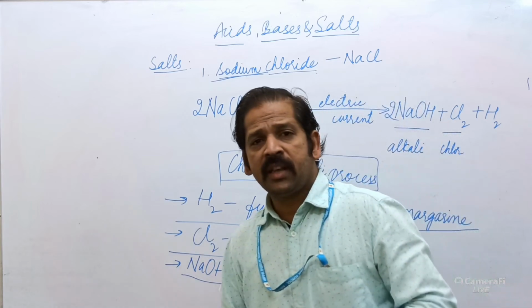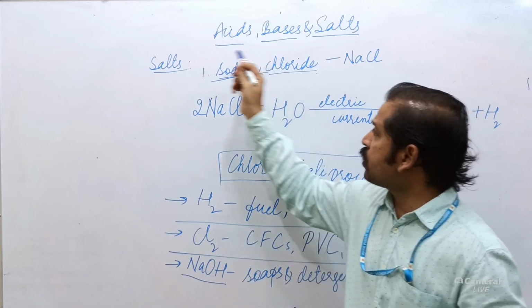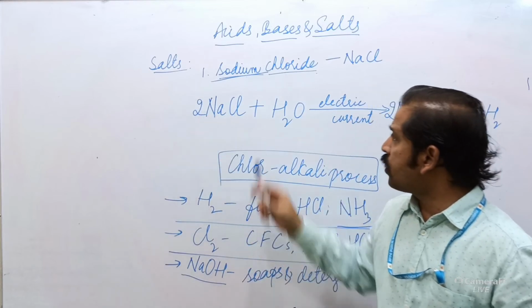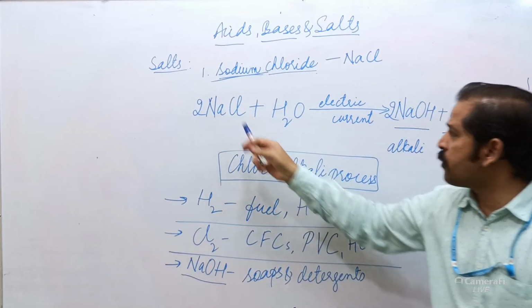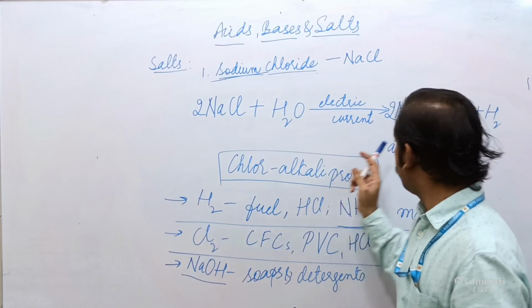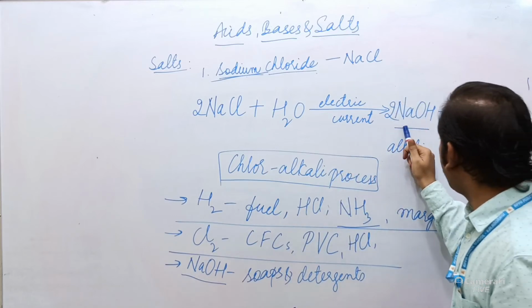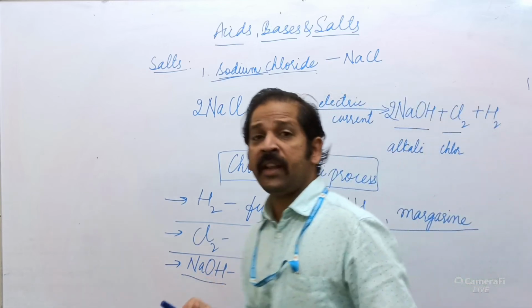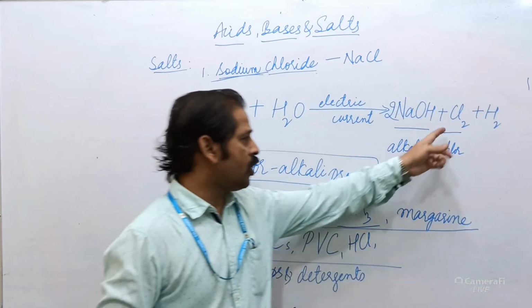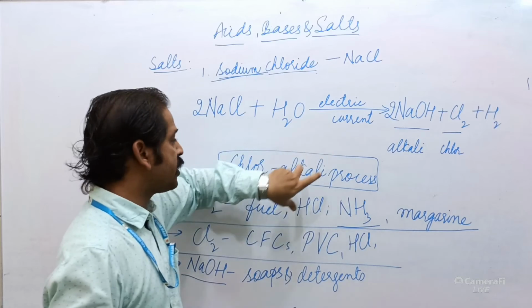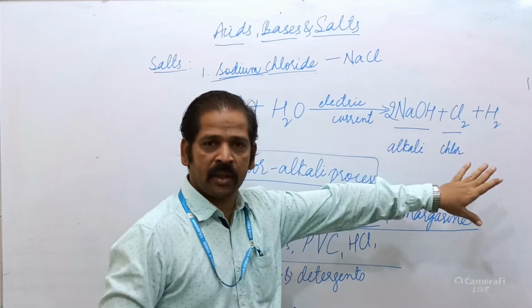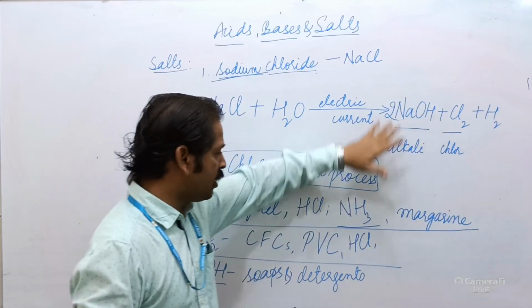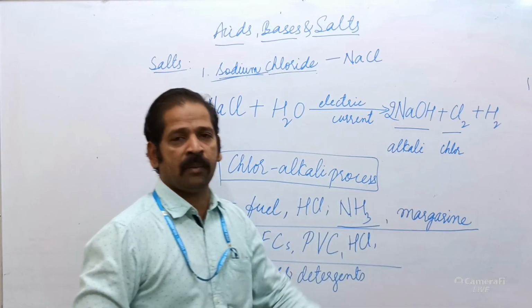These are the topics, the uses of the first salt, the byproducts of sodium chloride. Three byproducts are there, that is sodium hydroxide, chlorine and hydrogen. Sodium hydroxide is produced, it is an alkali, chlorine is produced, chlor. The process is called the Chlor-Alkali Process. Multiple times this question has come in the board exam.